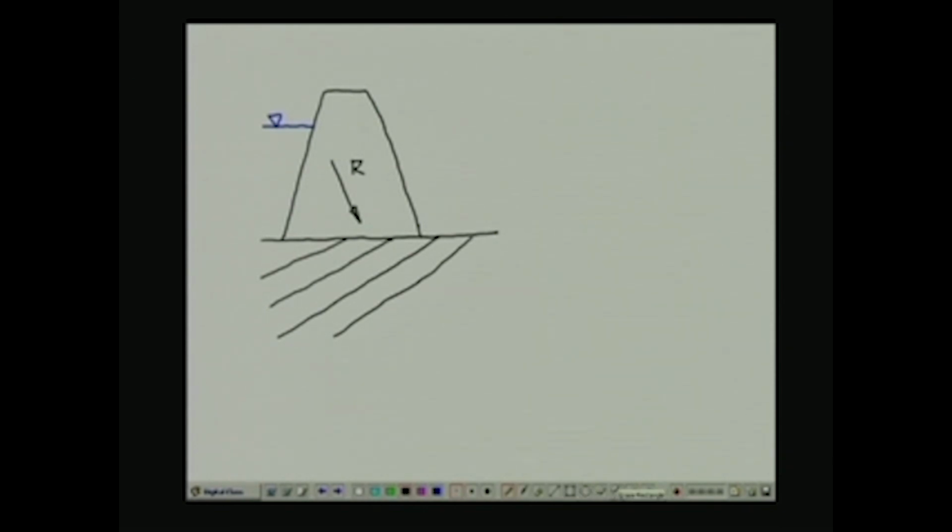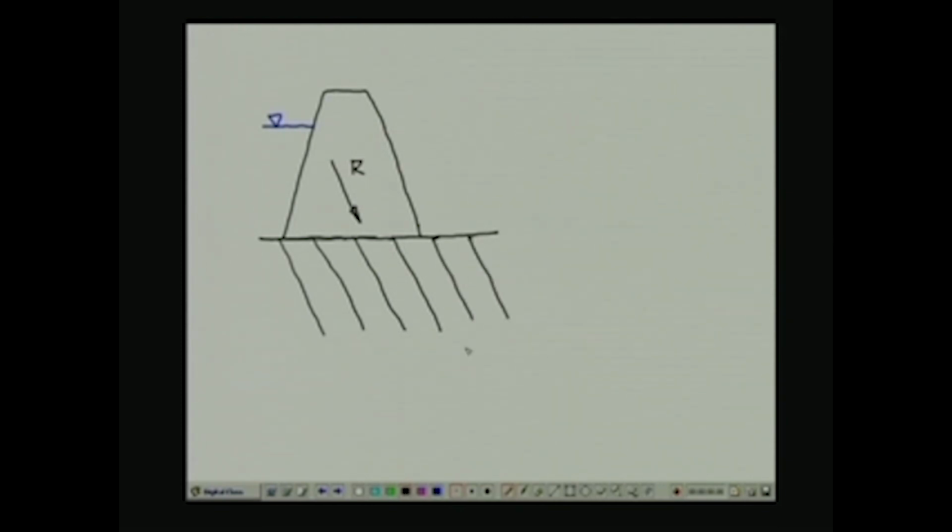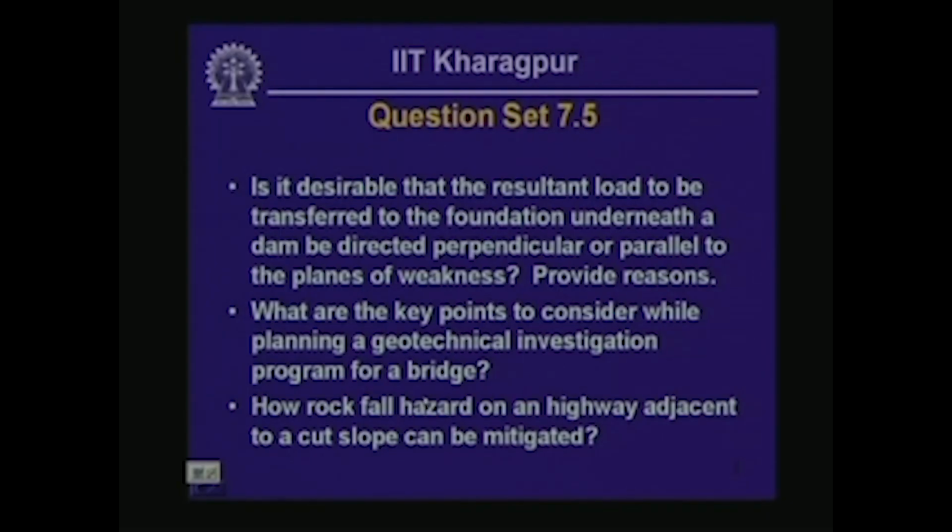On the other hand, if we had the bedding orientations like this, the shear strength available is going to be minimal. So we prefer that the resultant is oriented in a direction perpendicular to the direction of beddings for the safety of the dam. Now let's look back to the question set once again.